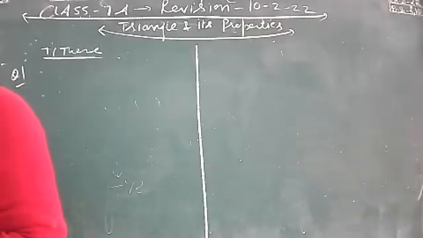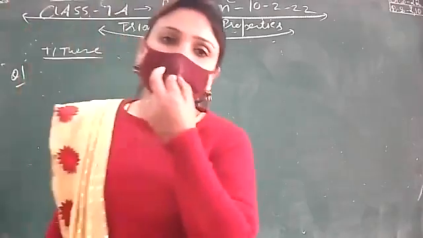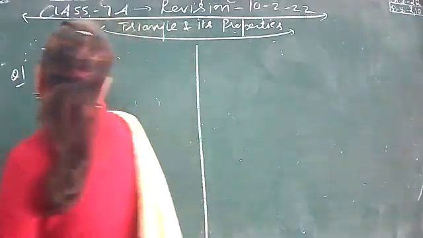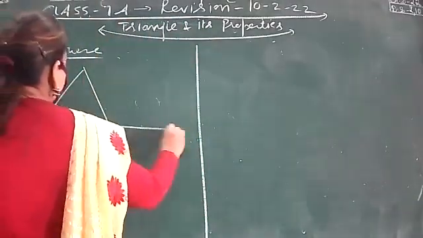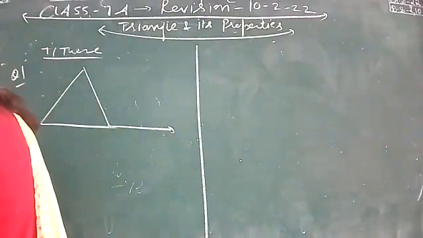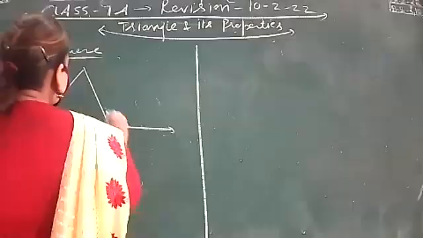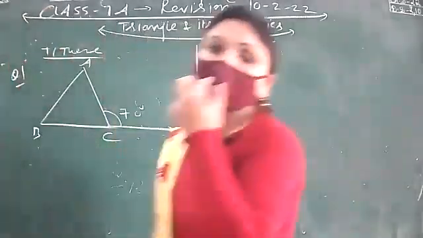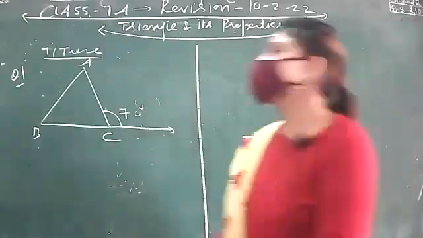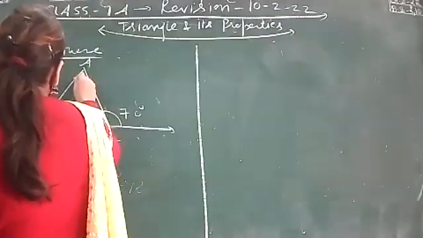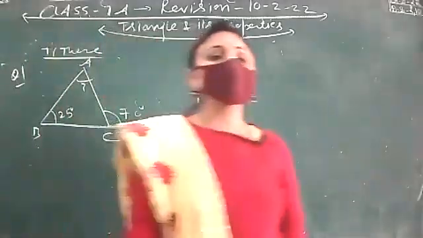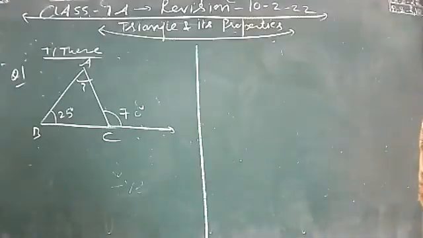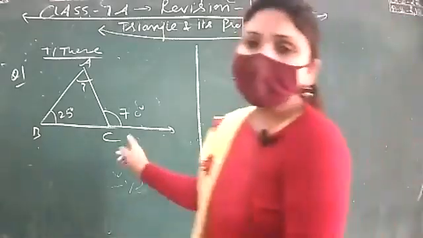An exterior angle of a triangle is 70 degree and the opposite interior angle is of measure 25. Find the measurement of the other interior angle. We have a triangle and the exterior angle is 70 degree. One of the opposite interior angles is 25 degree and we need to find the other opposite interior angle when this exterior angle is given.